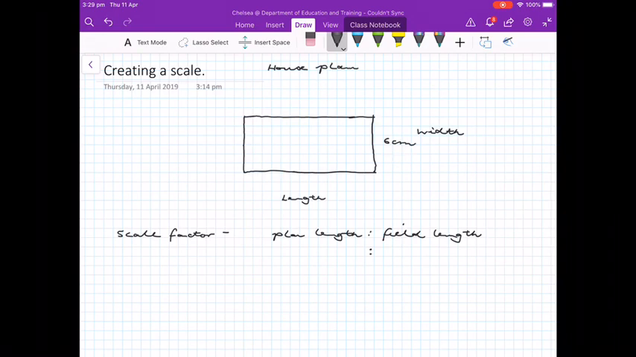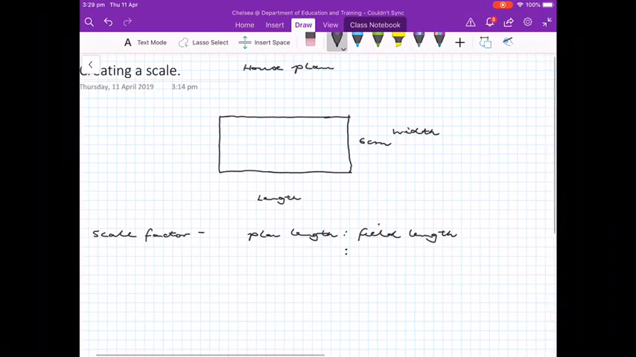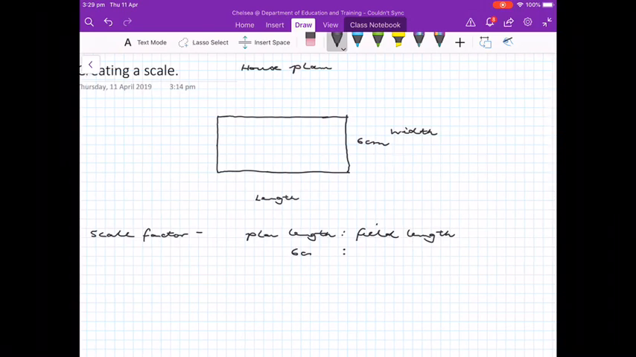on my plan. So when you're coming up with your plan length, put down how big you want the shape to be and how much space you have. It might be the A4 grid in front of you. So it's 6 centimetres in the plan. Now in real life, the width of my house is actually 18 metres long. So this is how big it is in real life.